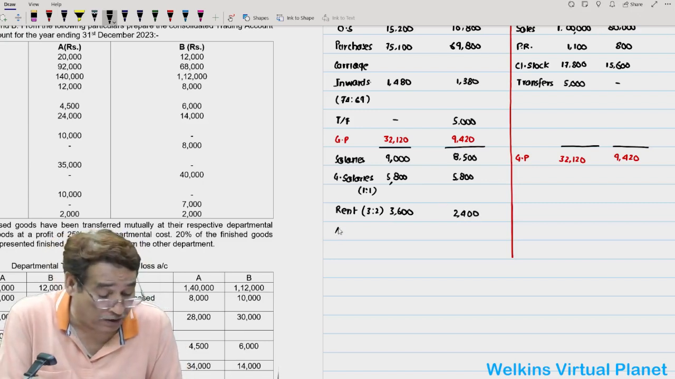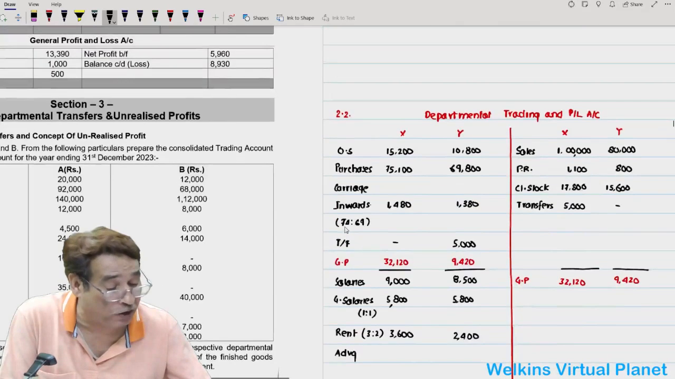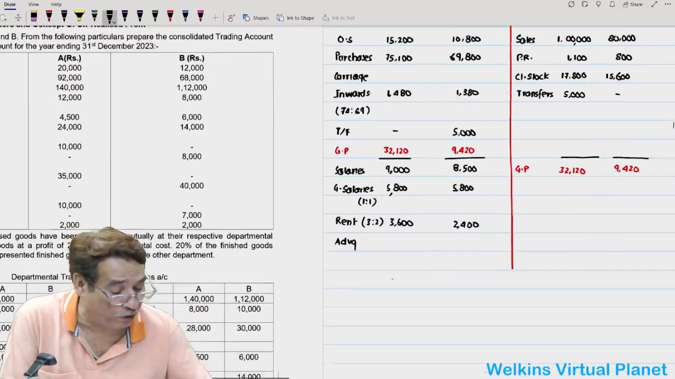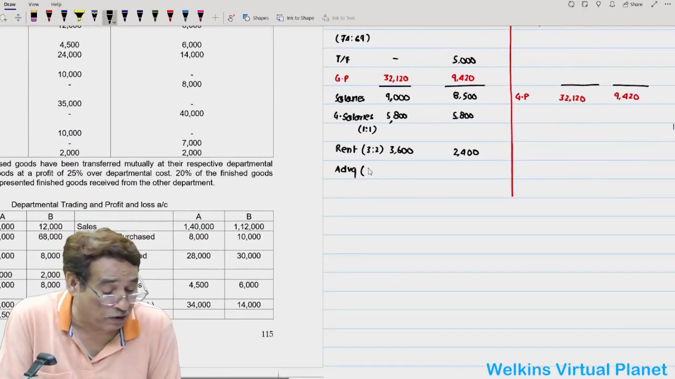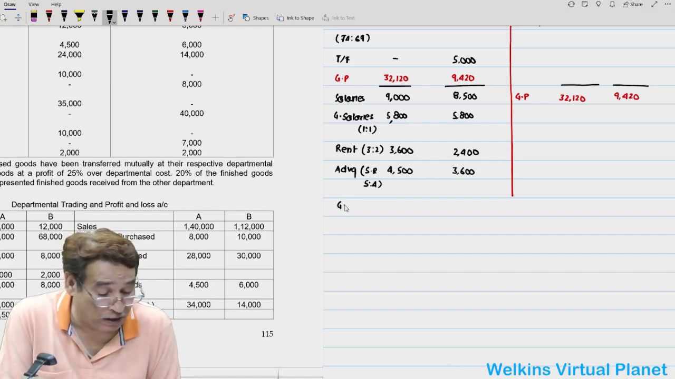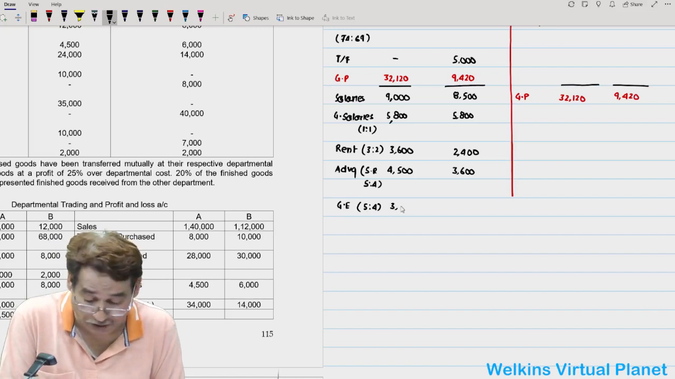Then we have advertising, and it is given in the question that advertising will have to be divided in the ratio of sales. Sales ratio is equal to 1,00,000 to 80,000, or 5:4, you can say. So on the basis of the sales ratio, which is 5:4, advertising expense is 4,500 and 3,600. Then general expenses are also there. General expenses will also be divided in the ratio of sales, that is 5:4, 3,000 and 2,400.